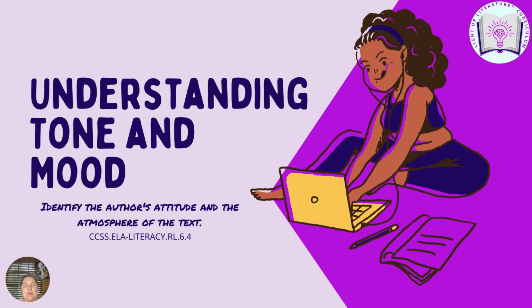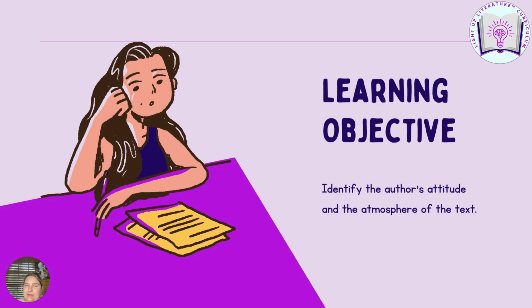Hello, this video is all about understanding tone and mood and why the author uses tone to influence the reader's mood. So let's get started. Our learning objective: identify the author's attitude and the atmosphere of the text. That means what's going on around it.